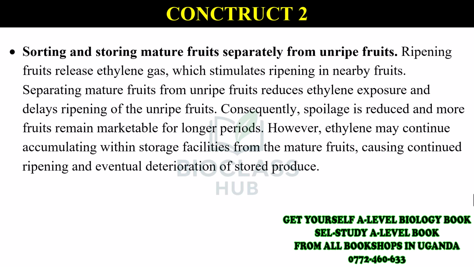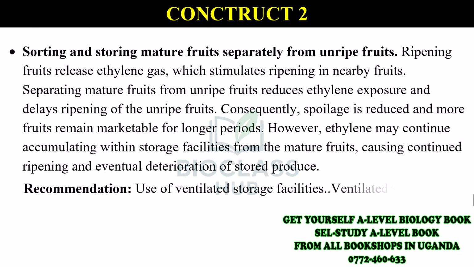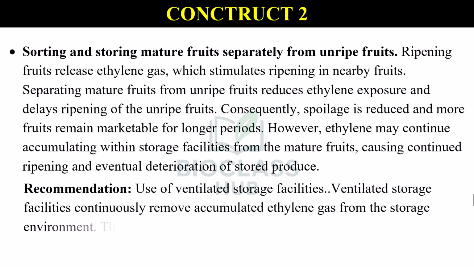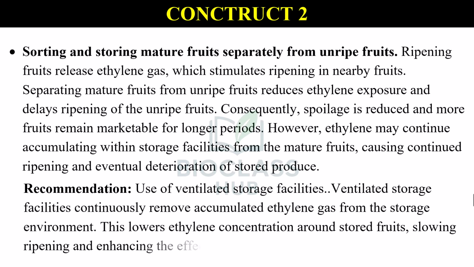However, ethylene may continue accumulating within storage facilities from the mature fruits, causing continued ripening and eventual deterioration of stored produce. Recommendation: use of ventilated storage facilities. Ventilated storage facilities continuously remove accumulated ethylene gas from the storage environment. This lowers ethylene concentration around stored fruits, slowing ripening and enhancing the effectiveness of fruit separation.